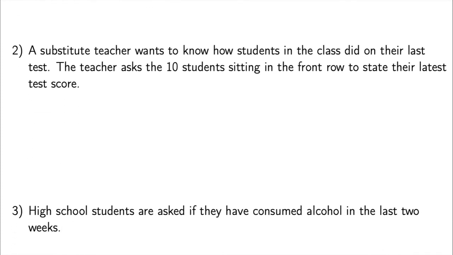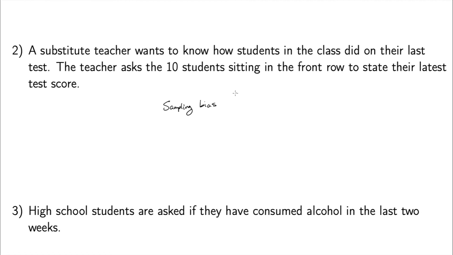A substitute teacher wants to know how students in the class did on their last test. So the teacher asks the 10 students sitting on the front row to state their latest test score. This is sampling bias. Super easy to see that because the people chosen are obviously not representative of the class as a whole. People sitting in the front row tend to be different types of students than students that are sitting in the back row.